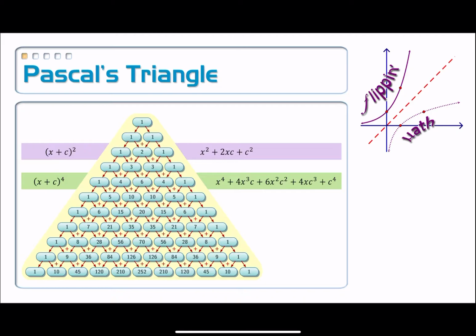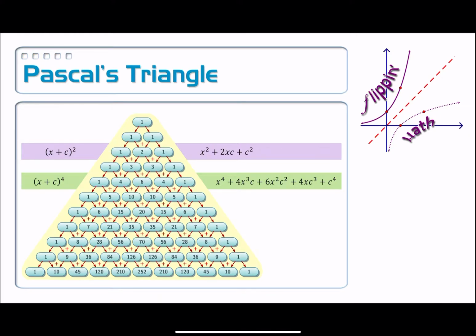And the way you make this thing, so we start with ones along the outside here, and then all the numbers that are on the inside come from the sum of the two numbers right up above it. So like 35 comes from 15 plus 20. This 120 comes from 84 plus 36, and so on.